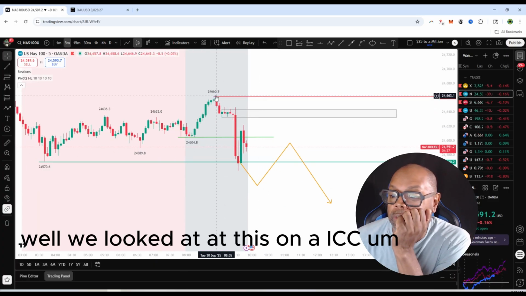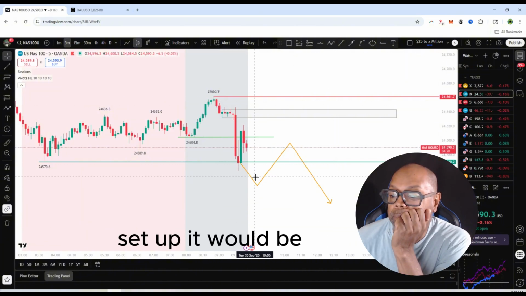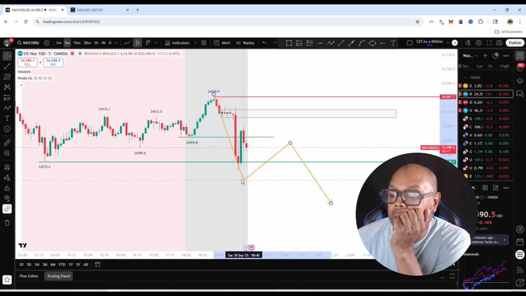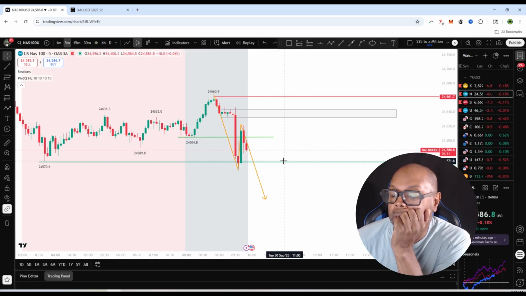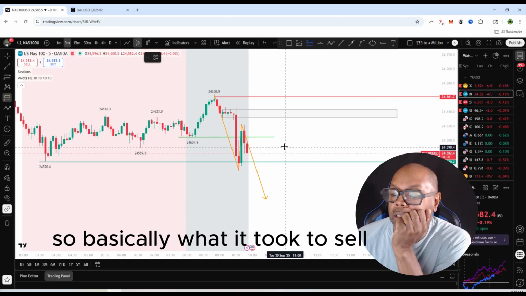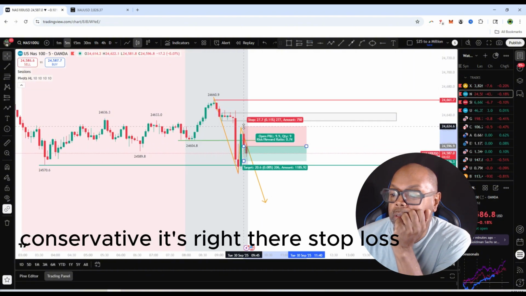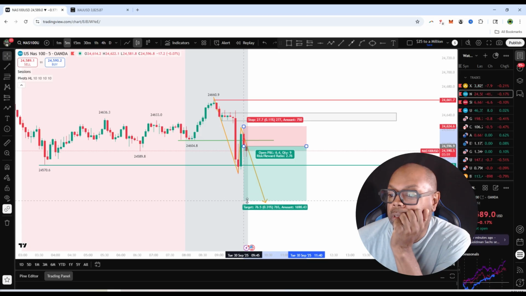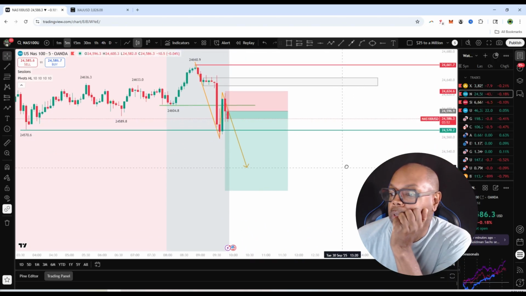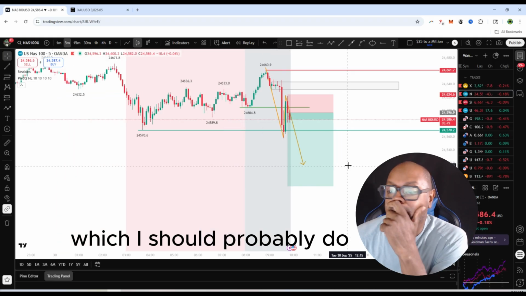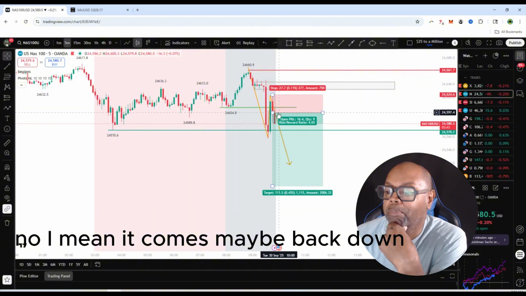Well, we looked at this on an ICC setup. It would be this here, this here, this here. So basically, you would have taken the sell conservative. It's right there. Stop loss. 1 to 4. Which I should probably do. You know what I mean? It comes maybe back down.